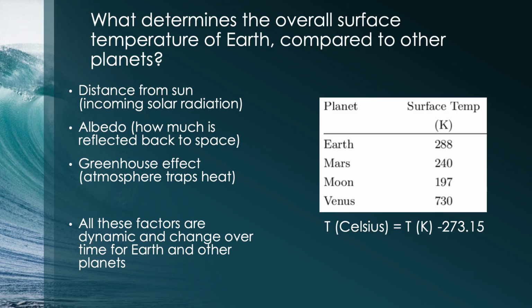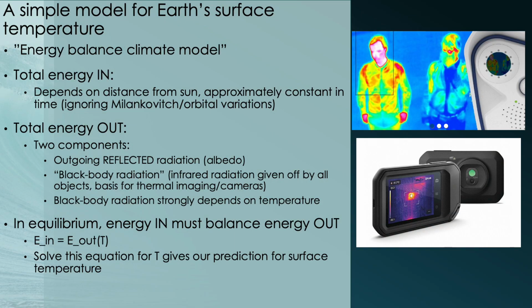But so how do these factors interact to actually set the temperature? Can we make an estimate of what the temperature should be based on these principles? And so this is the simplest kind of climate model, actually. You can actually call this a climate model, and they're called energy balance climate models.